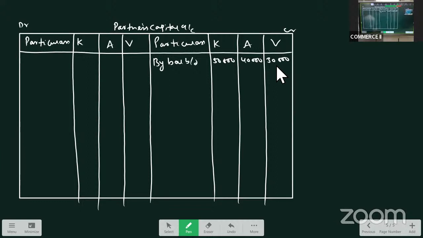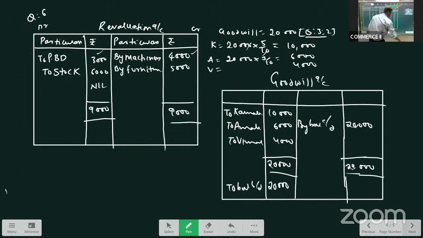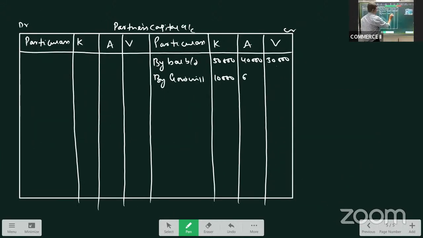Then the second item is goodwill. We prepared the goodwill account and we have credited them now. Goodwill: how much amount? I think it was 10,000, 6,000 and 4,000.